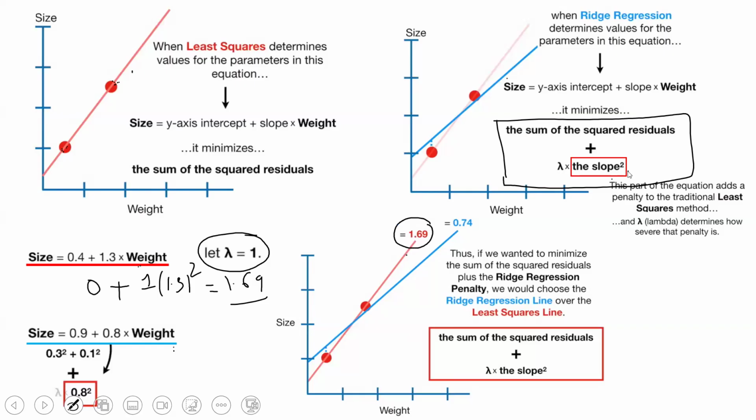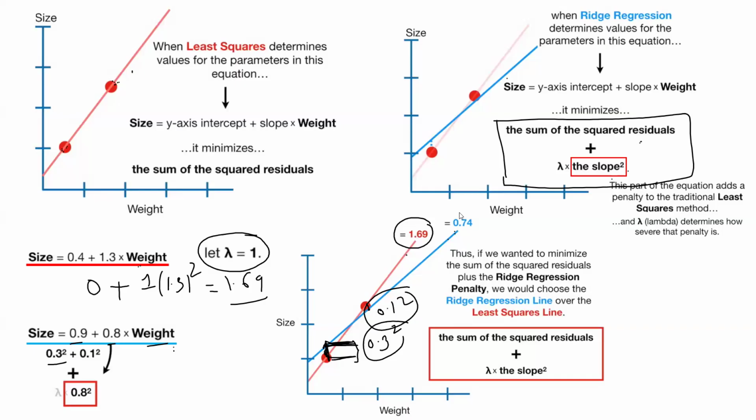After adding the bias, this line is now represented by 0.9 plus 0.8 times weight. Now to use the sum of squared residuals, I need to calculate the difference between the predicted value on the blue line and the actual value, and square that. This residual is 0.3, squared, and this residual is 0.1, squared. So this is the sum of squared residuals plus lambda, which is 1, times the slope of this line, 0.8, squared. If I calculate this value, I get 0.74.